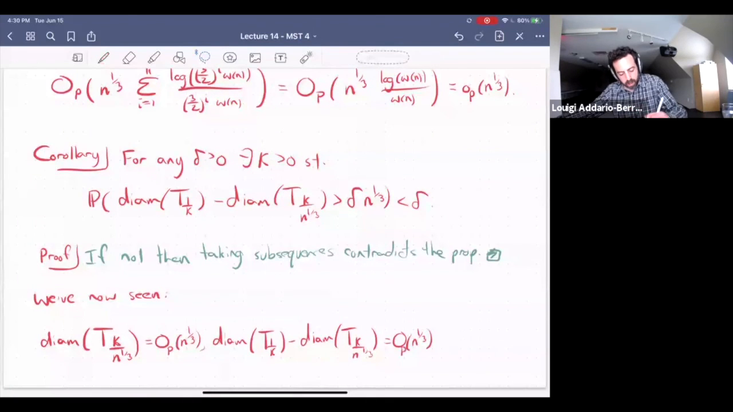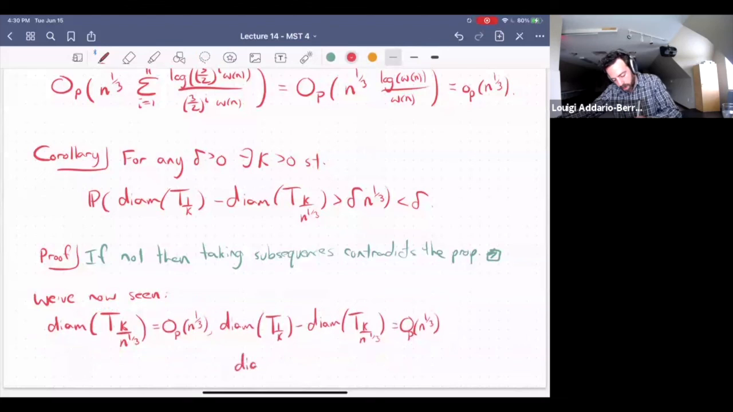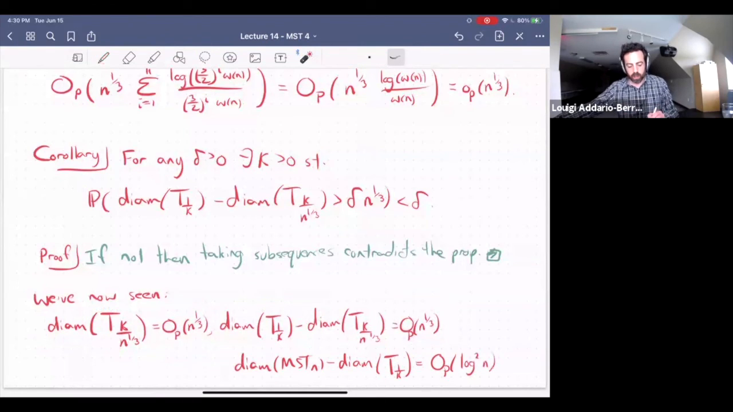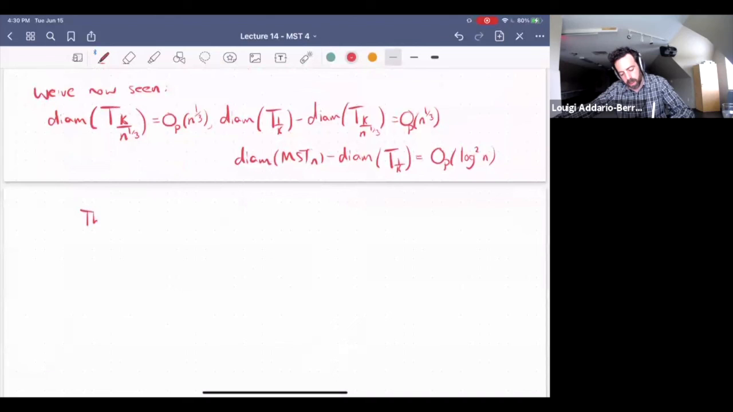And then the last piece was using Prim's algorithm, we saw that the diameter of the minimum spanning tree minus the diameter at time 1 over k is in fact much smaller, order log squared n. And so just telescoping these together gives the bound that we were aiming for.